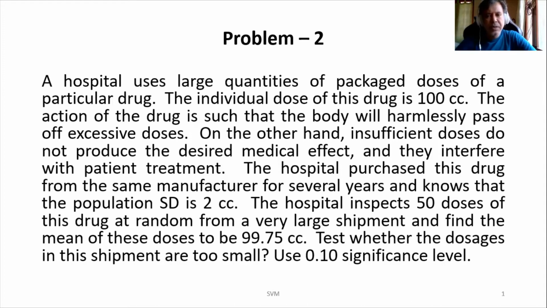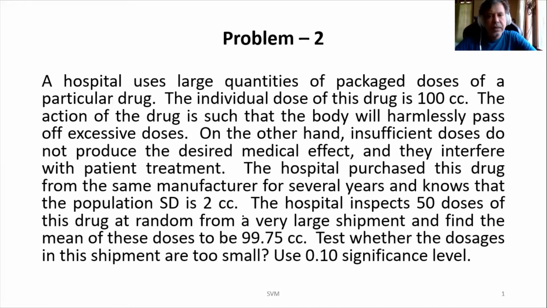The hospital purchased this drug from the same manufacturer for several years and knows that the population standard deviation is 2 cc. The hospital inspects 50 doses of this drug at random from a very large shipment and finds the mean of these doses to be 99.75 cc. Test whether the doses of this shipment are too small. Use 0.1 significance level, meaning 10% significance level.